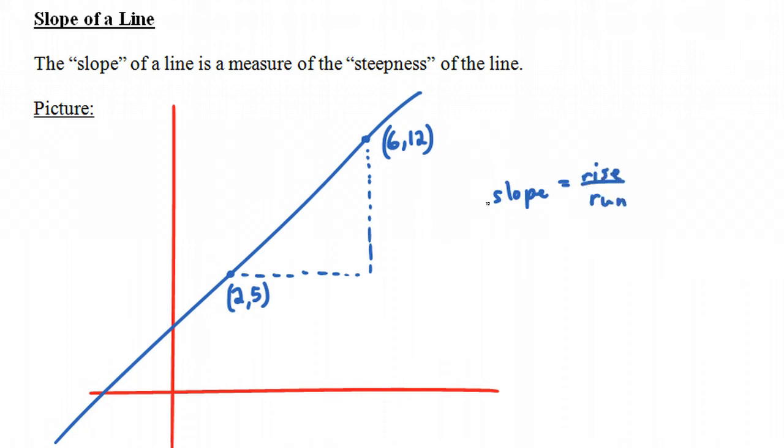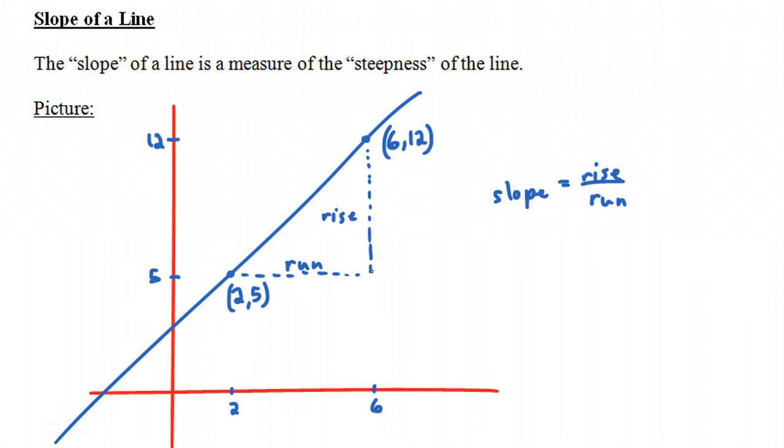What that means is that if you take any two points on your line and you calculate the ratio of the rise over the run, then that will be the slope. The run is the horizontal distance between the two points, and the rise is the vertical distance between the two points. In this case we have the point (2, 5). The x-coordinate there is 2, and the y-coordinate is 5. And the other point is (6, 12), so let's draw the x-coordinate and the y-coordinate.